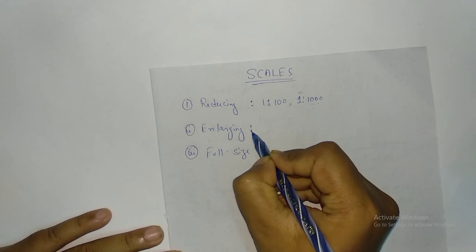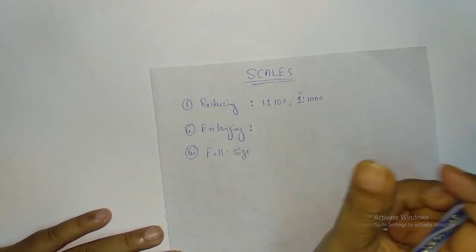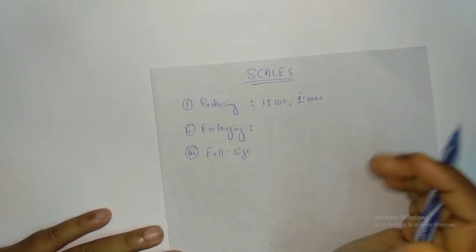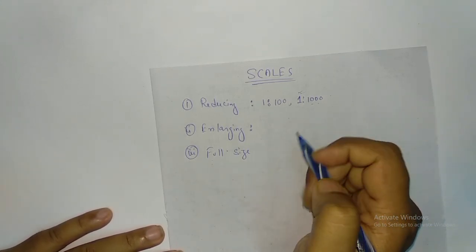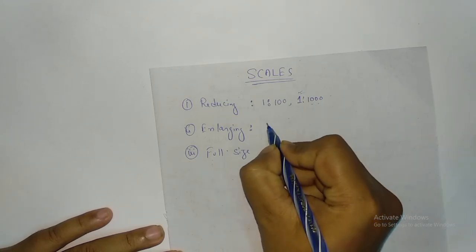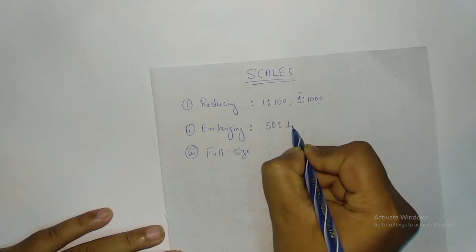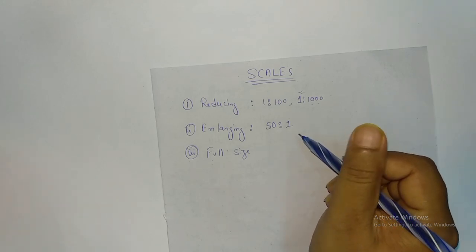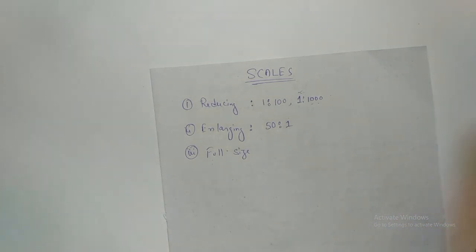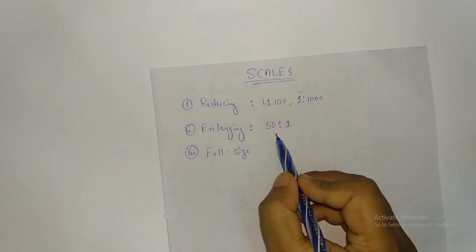Okay, similarly in case of enlarging scale, if my object dimension is very small and we are going to enlarge the dimensions, then it is called the enlarging scale. Suppose enlarging scale 50:1. Suppose some object dimensions are given as 1 mm, 1 mm, 1 mm, 1 mm. Suppose you want to draw a cube; a 1 mm cube you can't draw, it is a very small size. So in this case we are going to enlarge these dimensions. So this is enlarging dimensions.